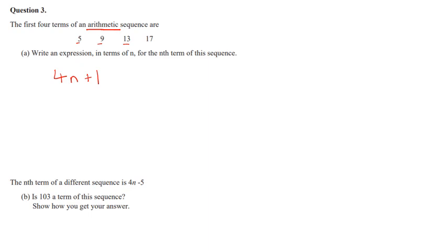For part B, we're given the sequence 4n minus 5, and we're asked to find if 103 is a term of this sequence. Now that means that there's going to be some value of n, when I substitute it into my nth term, would give me a value of 103 if it's a term in the sequence. So the question really is, is there a value of n that makes this equation true?